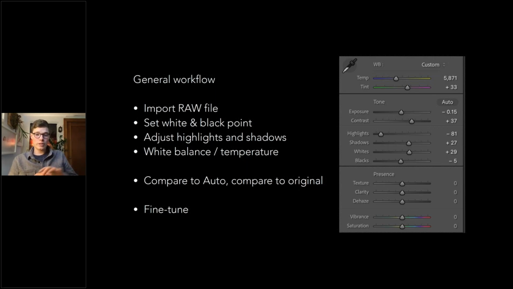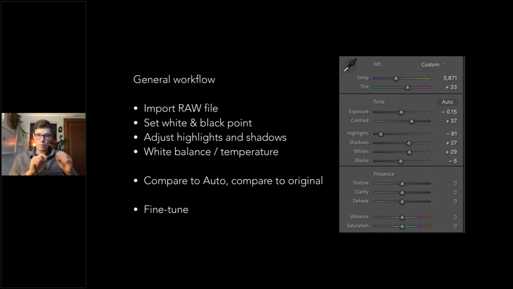So, general workflow before we dive into the program that I'll use to edit the photo. Import the raw file into your program. That might be on your phone, that might be on your computer. And then here's the way that I move through processing an image. First, I'll set the white and the black point. We'll talk about what that is and what that does. And then I'll adjust the highlights and the shadows. Finally, I'll do the white balance and the temperature. Occasionally, I'll do that sooner in my workflow depending on the image.